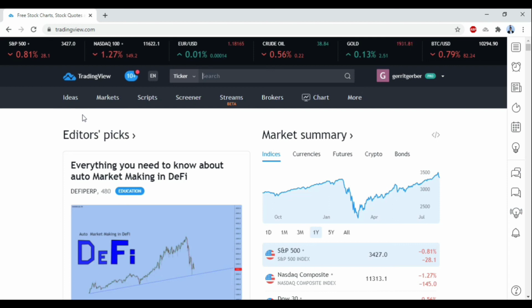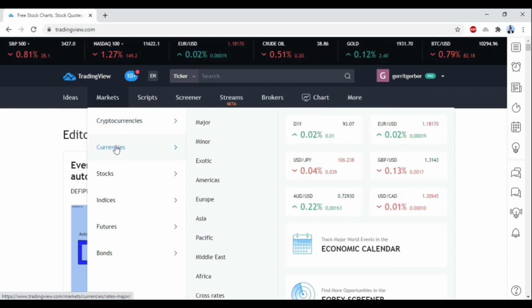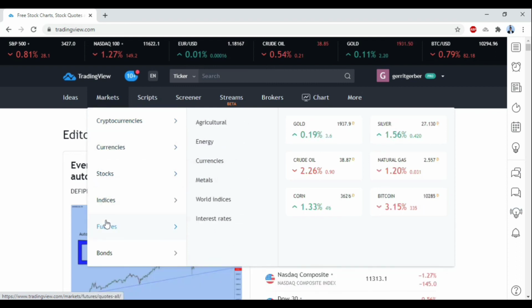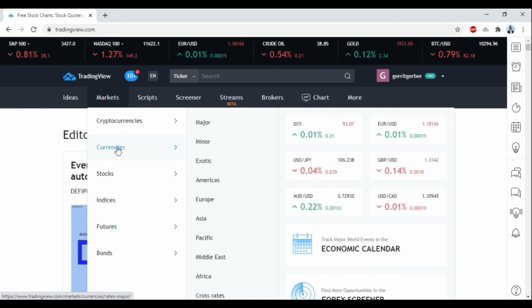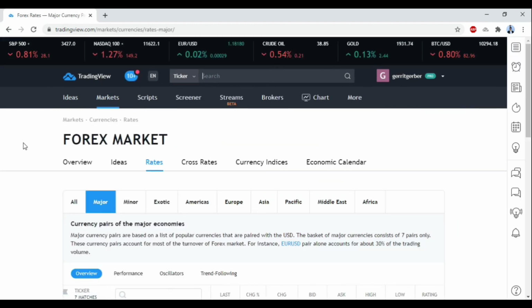So to view the different markets, you can simply go to the Markets tab over here, and you can see that TradingView offers you cryptocurrencies, regular currencies, stocks, indices, futures, and even bonds to make use of and to analyze. So we will just be sticking to the currency market or the Forex market for this course.